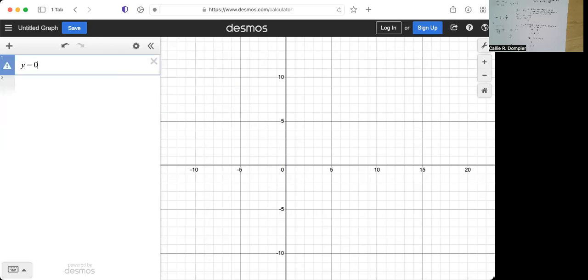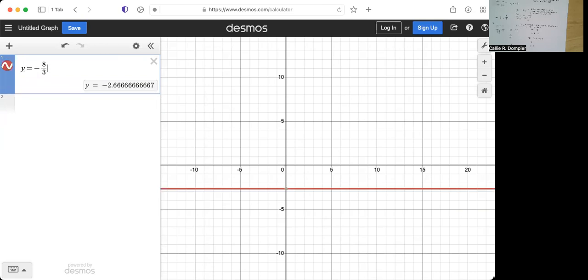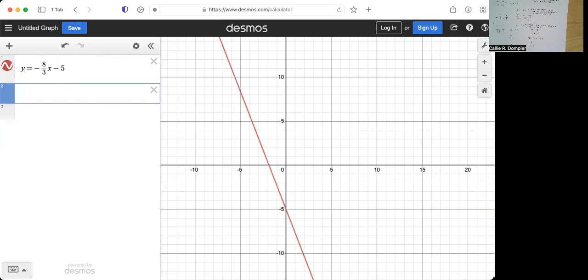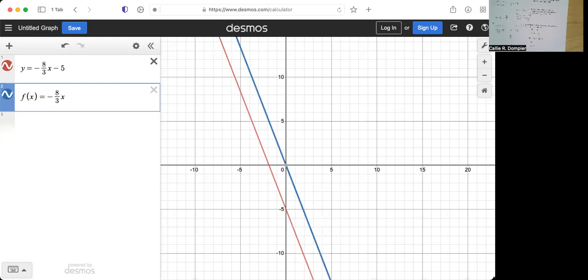Y equals -5x, -8/3 x minus 5, and f of x equals -8/3 x minus 5. Those are the same line.